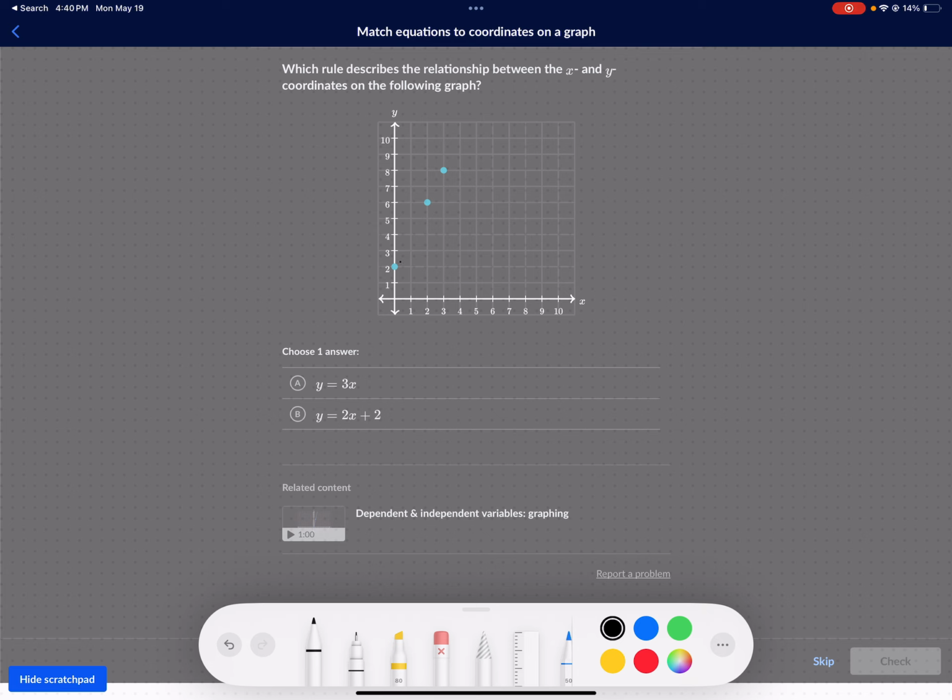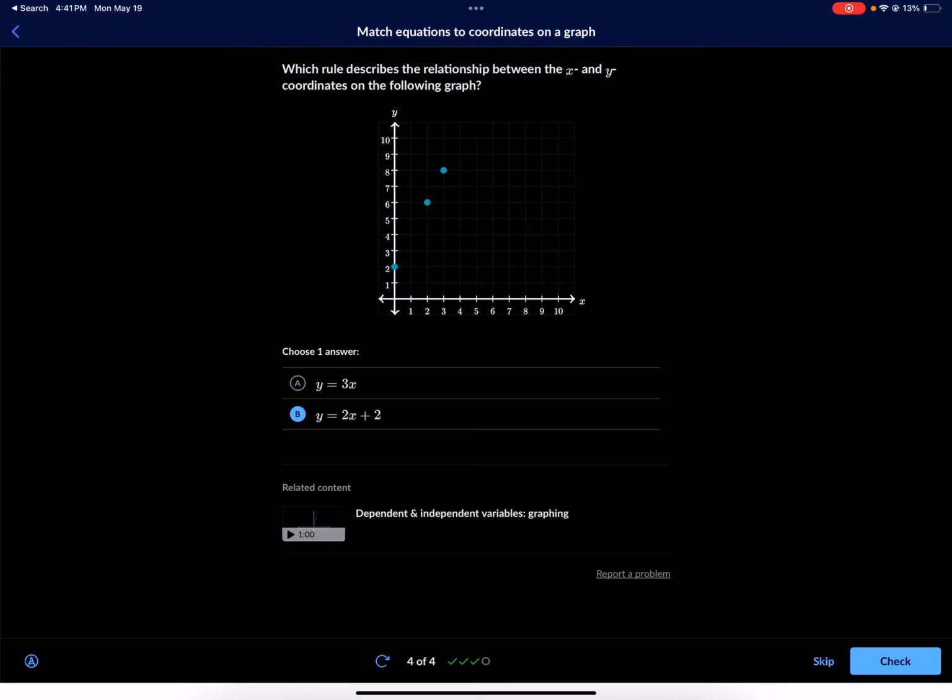Rise over run. So we go up and right. So 2, 6 is 4, and then we move 2 to the right is 2. So rise over run is 2. So it would be 2x, because that's our slope, and then plus 2. So the answer here is B.